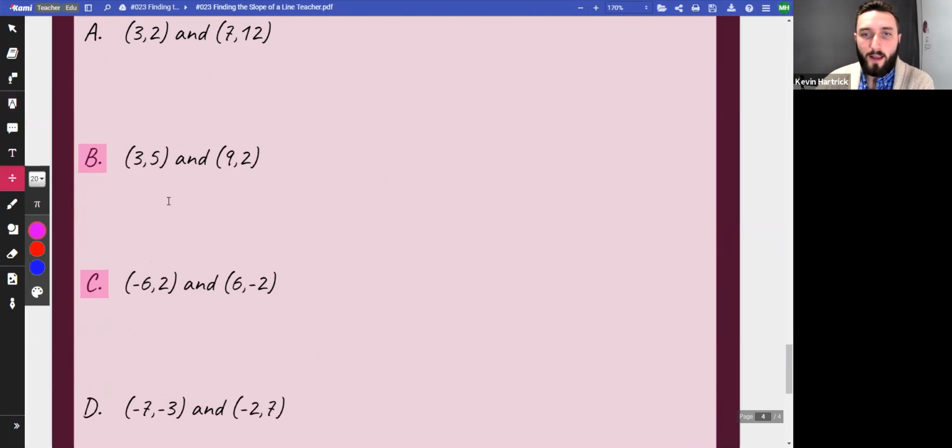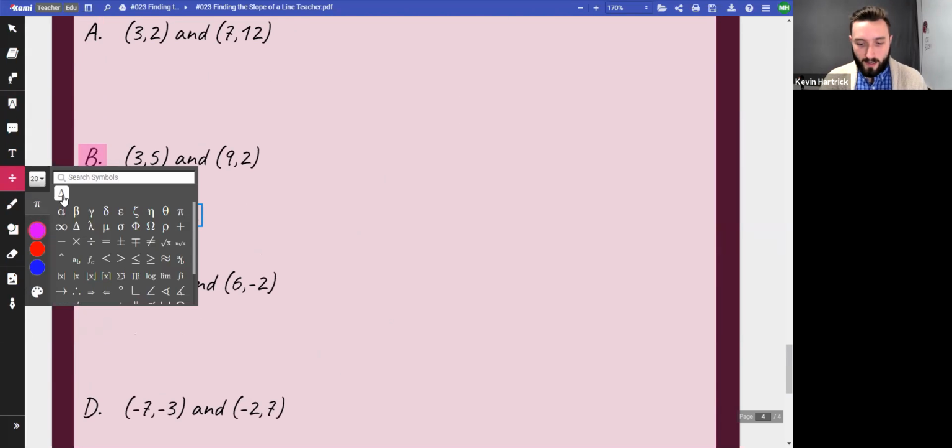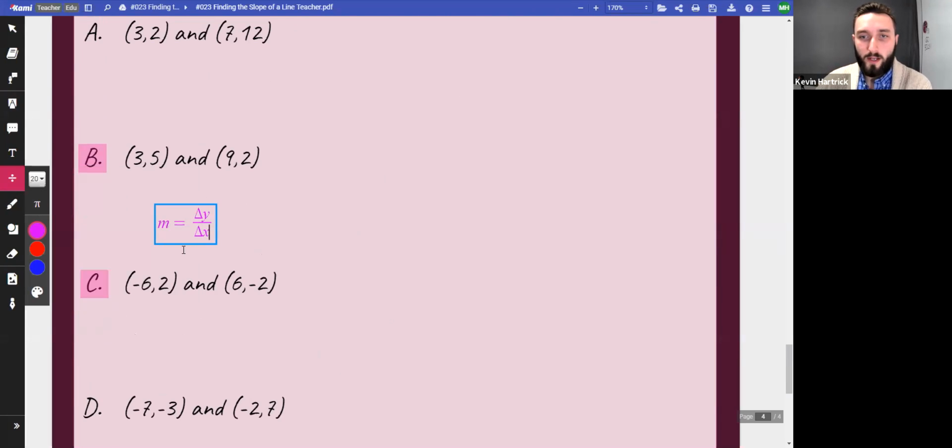First of all, I'm going to rewrite the formula because I think that that's important to note, okay? So the formula here is the change in y over the change in x. And remember, change we denote as this delta symbol, okay? So delta y over delta x.